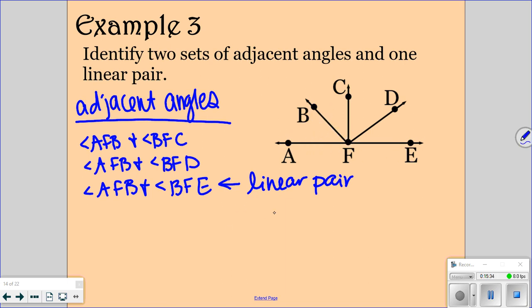Another linear pair would be angle AFC and angle CFE. So AFC and CFE, together they make a straight line. But you have a lot of options here, and I'm not going to go through all of them, but if y'all need to pause the video and check with someone to see if your angles work, you can do that.